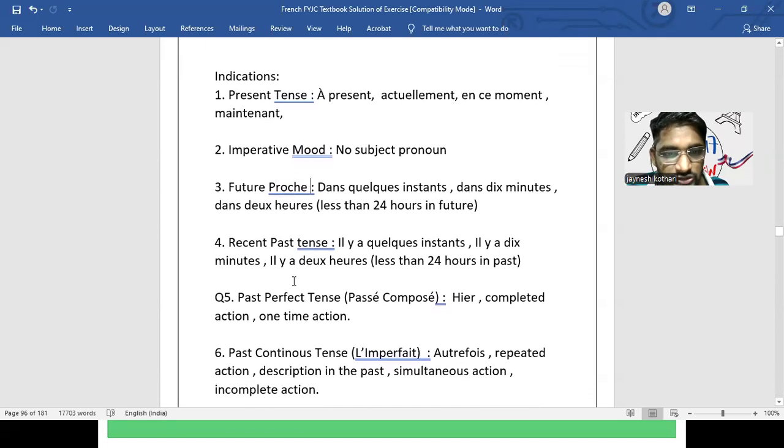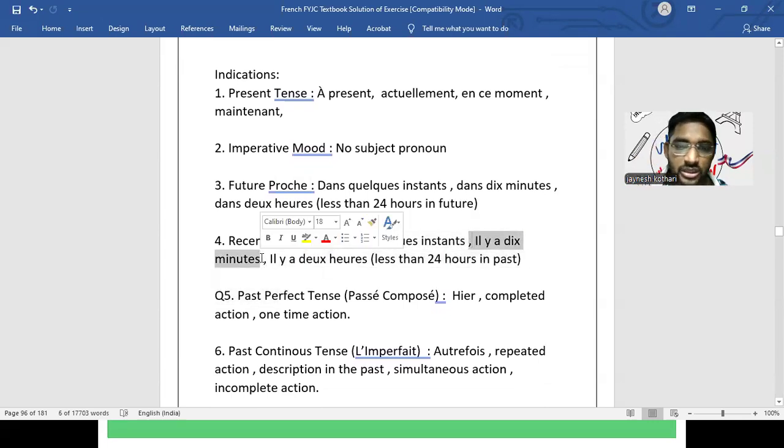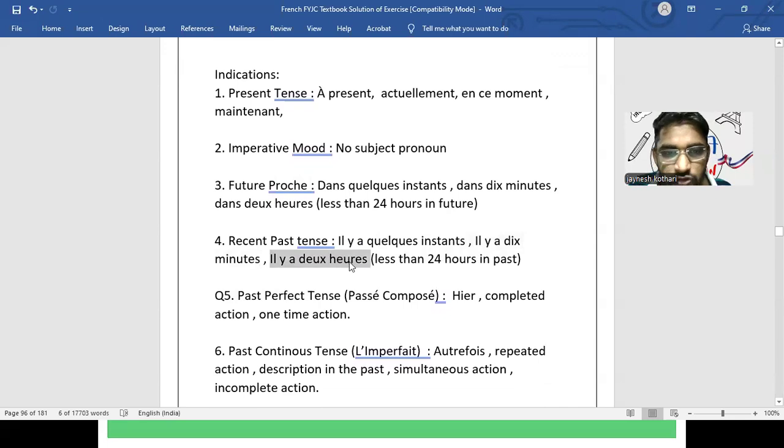Similarly, recent past. Whenever an action has taken place in the past but very recently, for example "il y a quelques instants". Students, "il y a quelques instants" means some moments ago. "Il y a 10 minutes" means 10 minutes ago. "Il y a 2 heures" means 2 hours ago. So whenever you have "il y a" plus time, it means ago. So in the past, less than 24 hours, it will be passé récent.